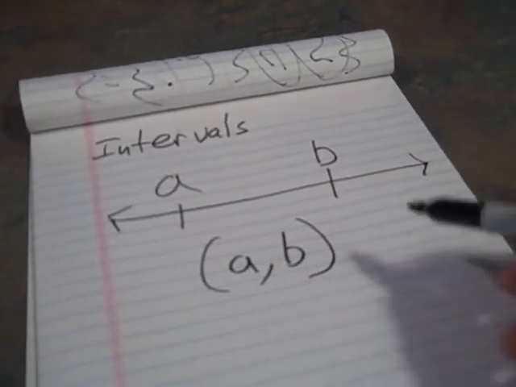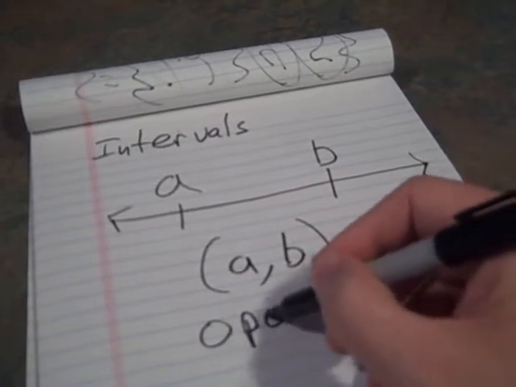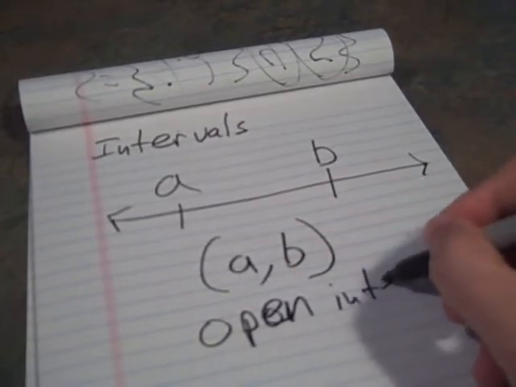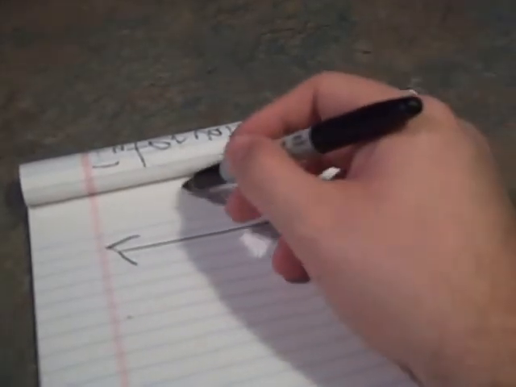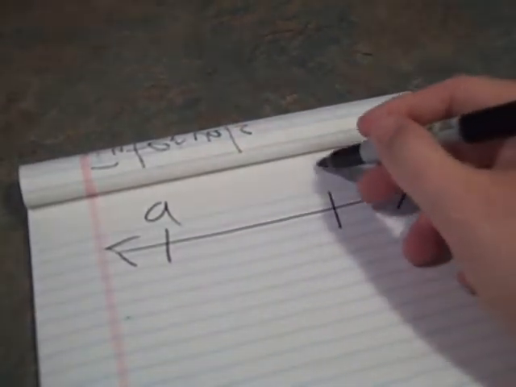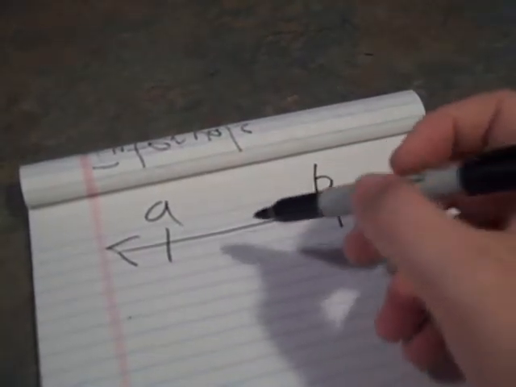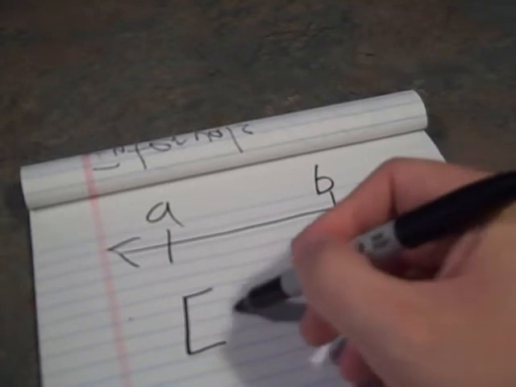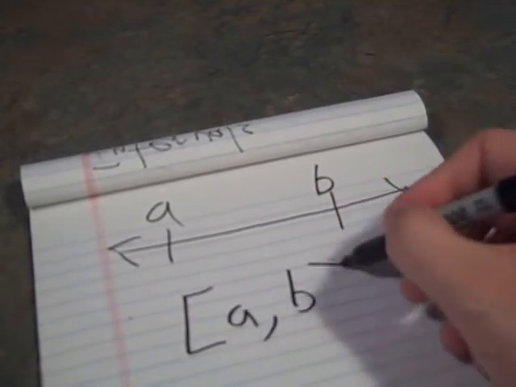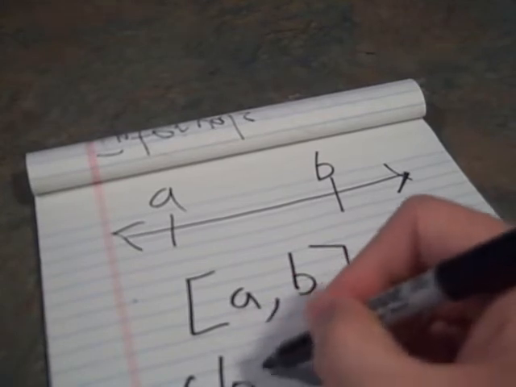Now, this is an open interval, right? A closed interval, that's different. That means you include the A and the B. So here's the number line. Here's your A, here's your B. And if you're going to include the A and the B, then you write it like this, [A, B], inclusive. And that's called a closed interval.